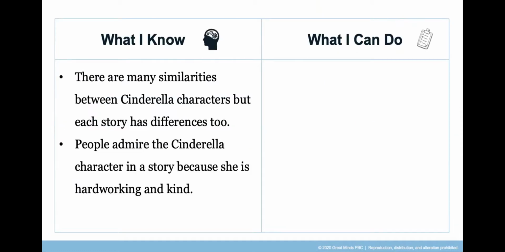Here are some of the things I remember us learning. I remember that there are many similarities between Cinderella characters, but each story has differences too. I also know that we've learned that people admire the Cinderella character in a story because she is hardworking and kind. Now let's think about what you learned to do as a reader and a writer. What is something new that you learned about writing opinion paragraphs? And what did you learn about comparing and contrasting characters? Think. Now share with your learning partner or share aloud.